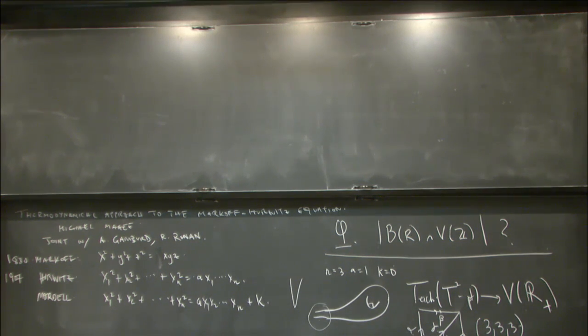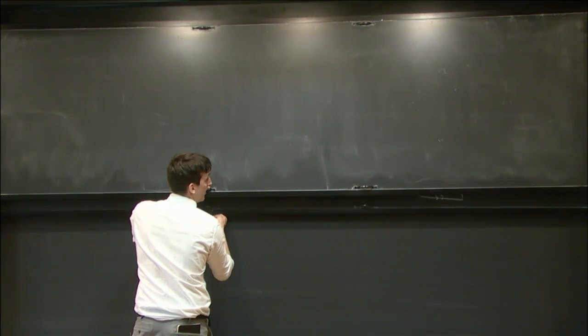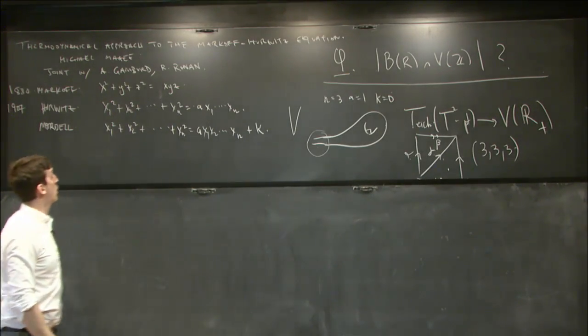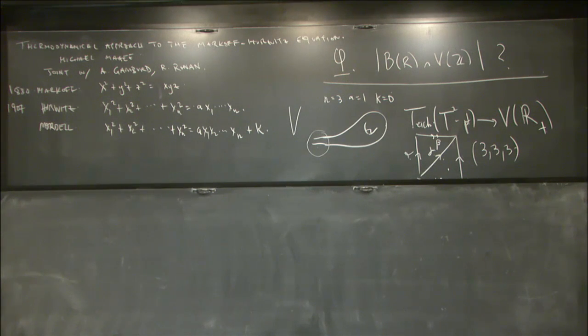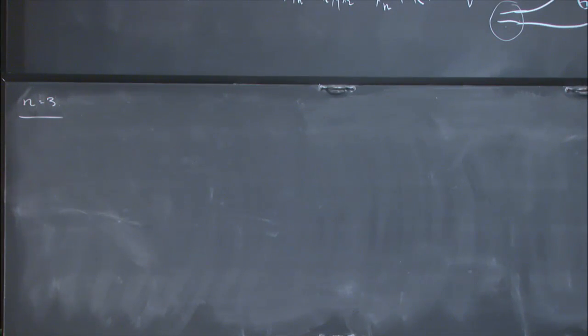Okay, so now that we learned about the variety, let me return to the main question. So let's see if I can flip these boards around. Okay. So the main question is, how many integer points are in a ball of radius r? So when n is 3, the best known theorem here is due to McShane and Rivin.